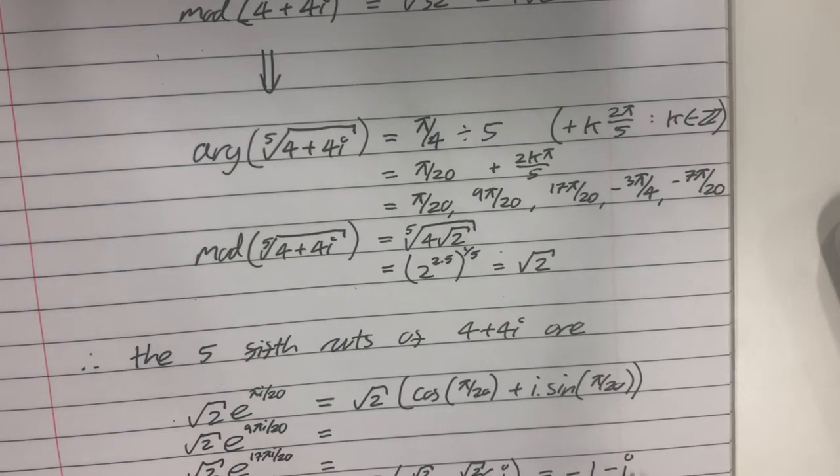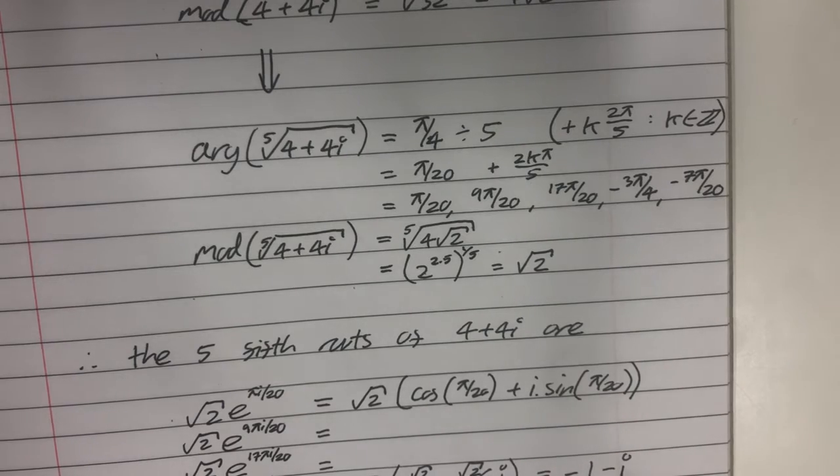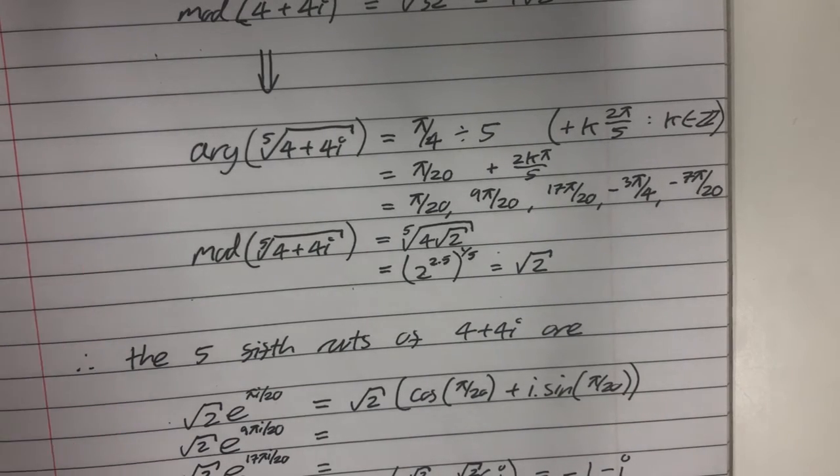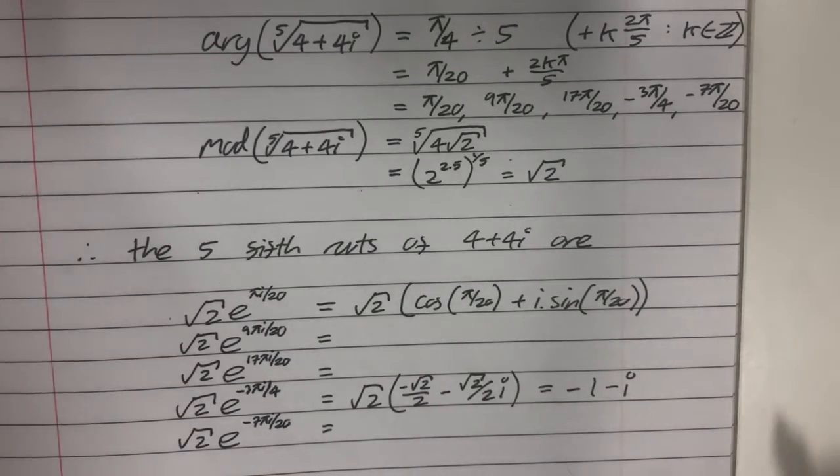So yeah, you could do it in Cartesian form. So exponential form, polar form, Cartesian form, it doesn't matter. Of course, if a question asks for a particular form, you must leave it in that form. Otherwise, you would lose marks.